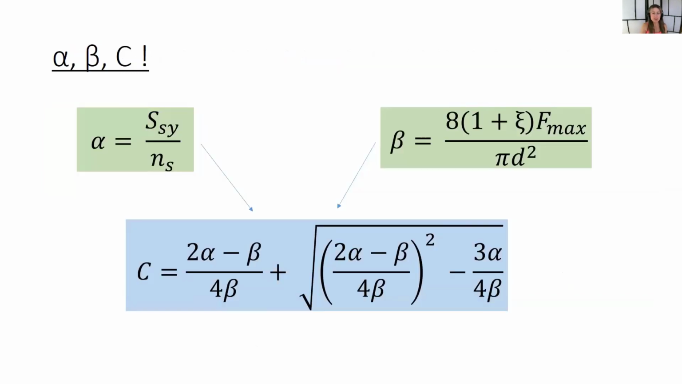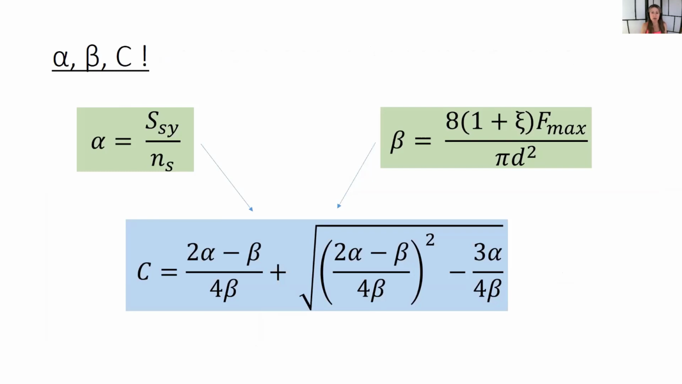So alpha is just the torsional yield strength divided by the factor of safety. Beta is 8 times (1 plus the fractional overrun to closure) times F max divided by pi d squared, where d is the wire diameter. And then both of these parameters allow you to calculate C, which is really useful.